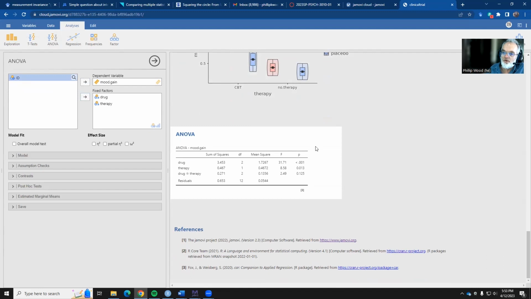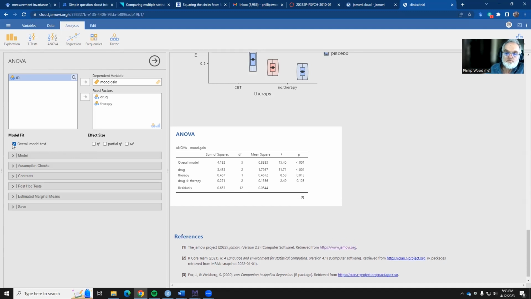The first thing I might want to know is, gee, this is just 6 people in each condition. Are any of the means different in anything, given that I only had 6 people? To see that, I'm going to click the overall model test part. And we see overall for the model, I have an F. It has 5 degrees of freedom on it and 12 degrees of freedom in the residuals. 5 and 12 degrees of freedom. The F is 15.4, and it's highly significant.